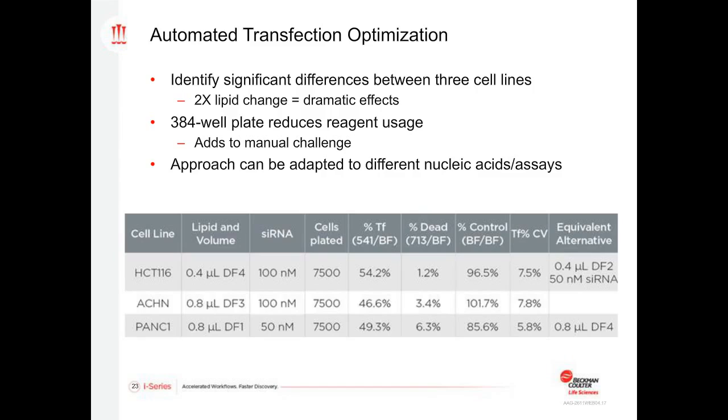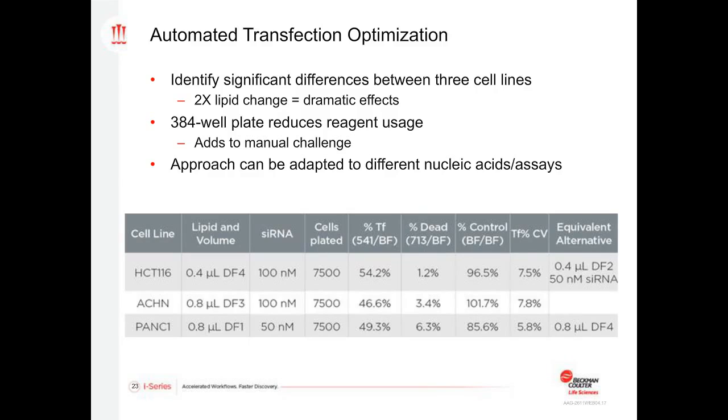Some of the important take-home messages were that even a simple change, even just a twofold change in lipid concentrations, you would see very dramatic effects. Twofold too low and you would see very low transfection efficiency, basically nothing. Twofold too high and you would see rampant toxicity depending on your cell line. So again, really driving home the need to do this type of optimization approach.